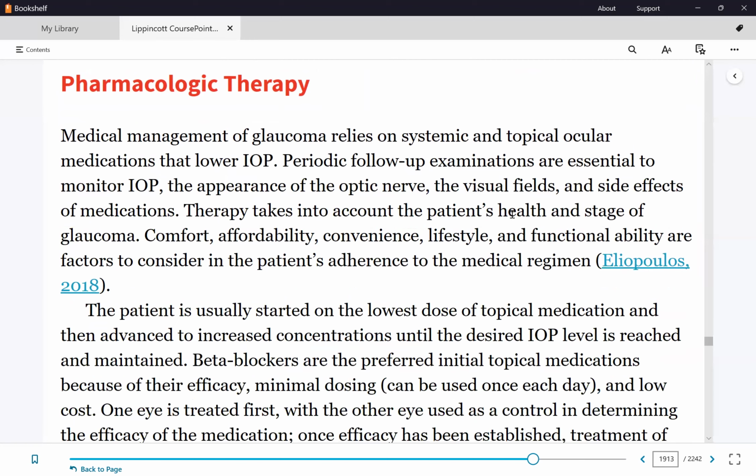So besides the eye drops, they need to be monitored twice yearly, because these are glaucoma patients. For the rest of us who have just vision problems, it's okay once a year, yeah? But these patients have to be seen twice a year.